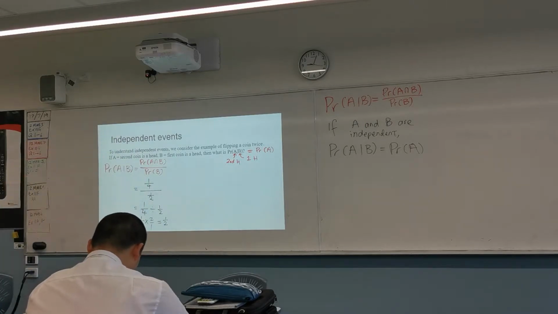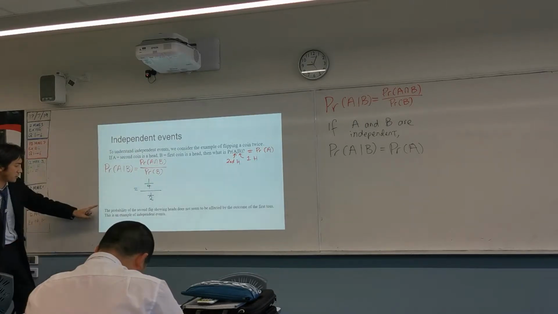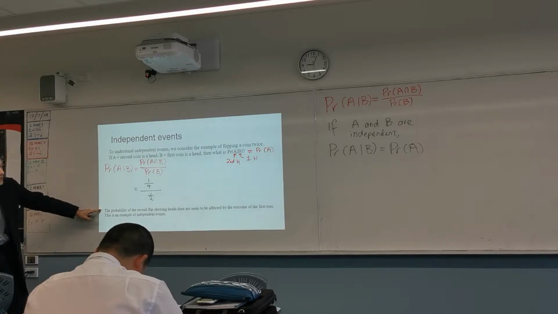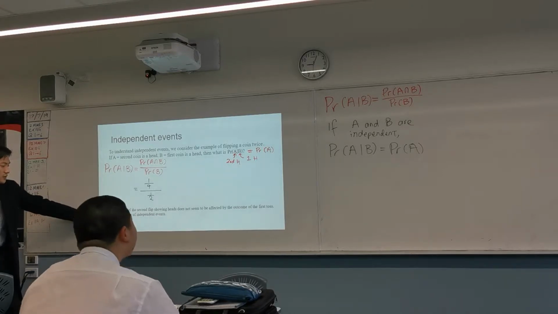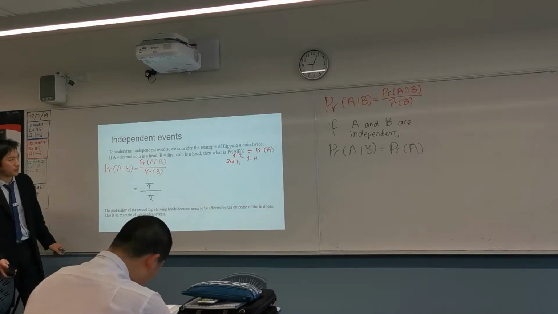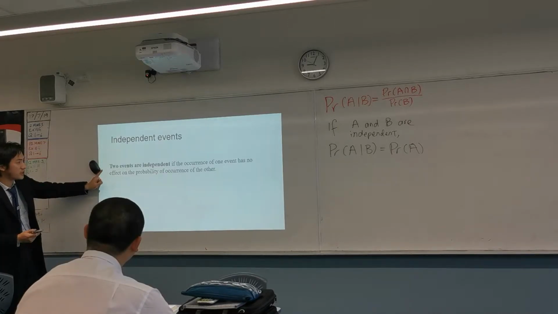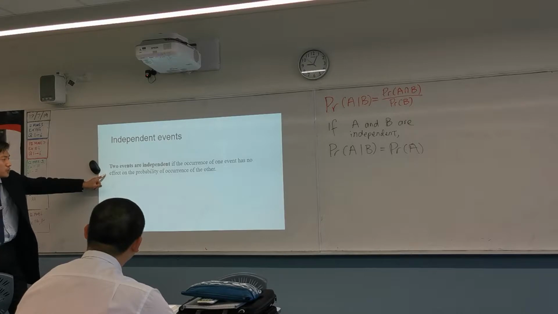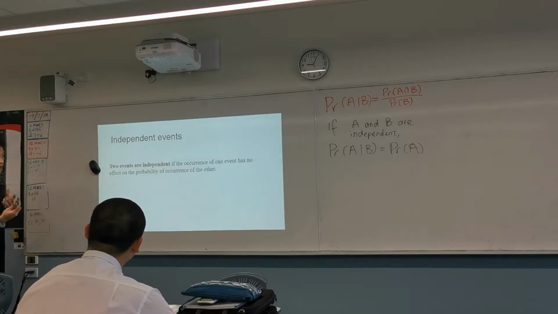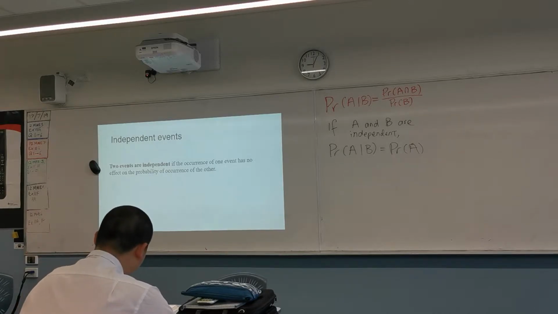So that's where our conditional probability comes in. It's this at the bottom. So I'll read it out. The probability of the second flip showing heads does not seem to be affected by the outcome of the first toss. This is an example of independent events. Two events are independent if the occurrence of one event has no effect on the probability of the occurrence of the other. Okay? I've been saying the same thing for the last few slides, but that's the important bit. You need to understand what independence means.